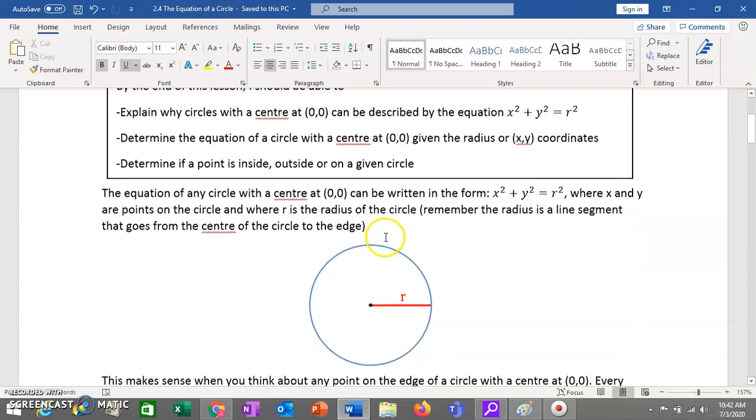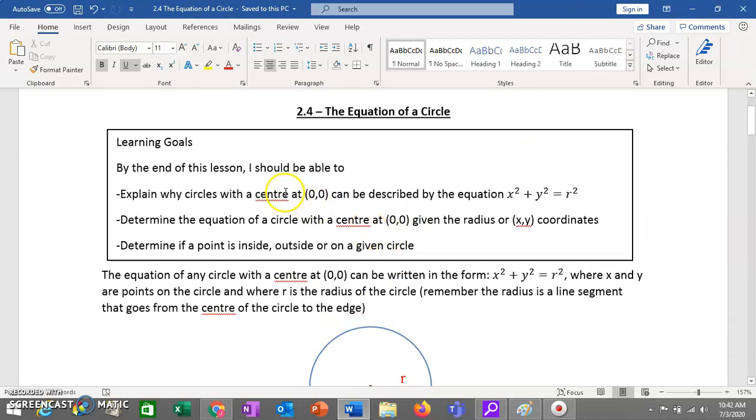Okay, so what you're going to have to be able to do is explain why this equation works. Why does x squared plus y squared equals r squared define a circle that has a center at 0, 0? Determine the equation of a circle with a center at 0, 0 if I give you the radius, so I can give you r and you have to tell me the equation, or maybe I can give you a point x and y and you have to tell me the equation then.